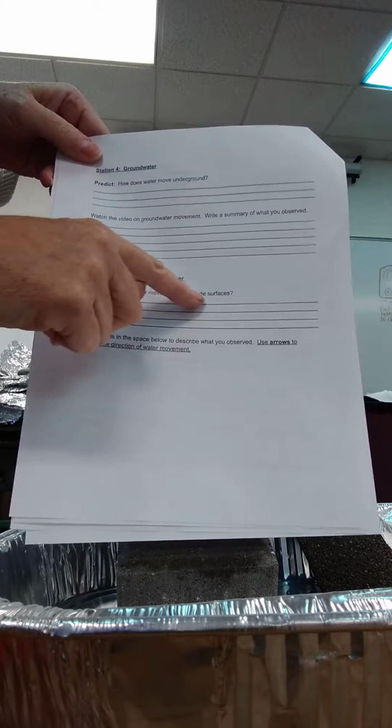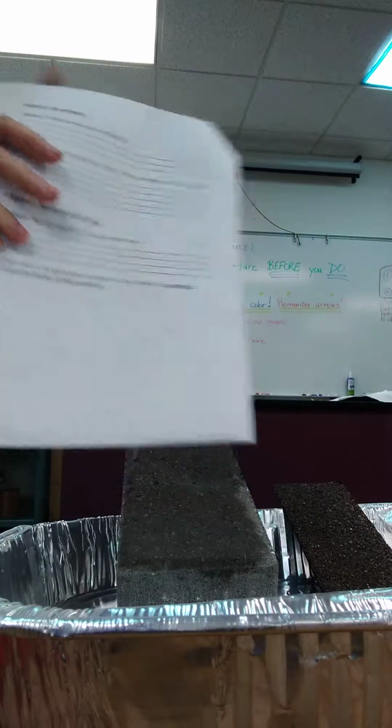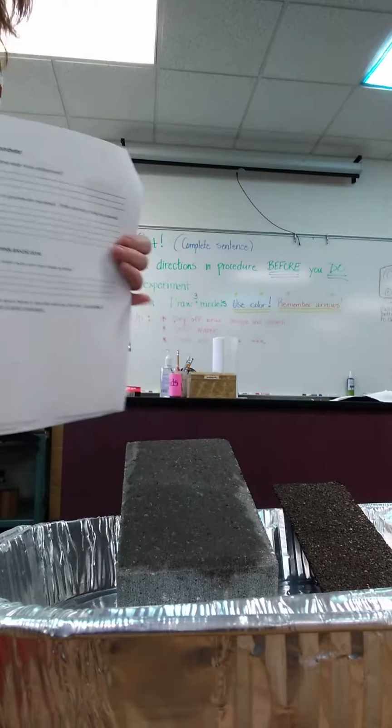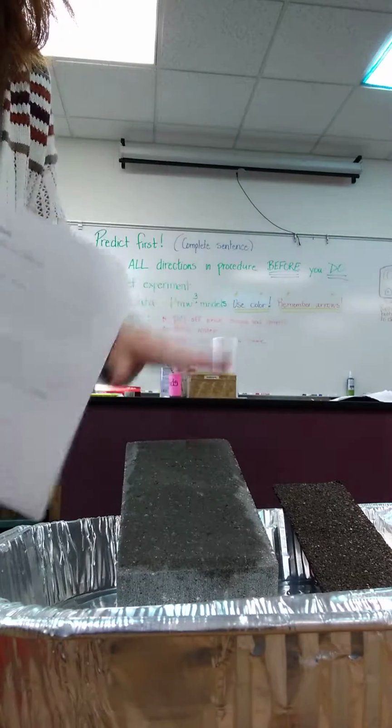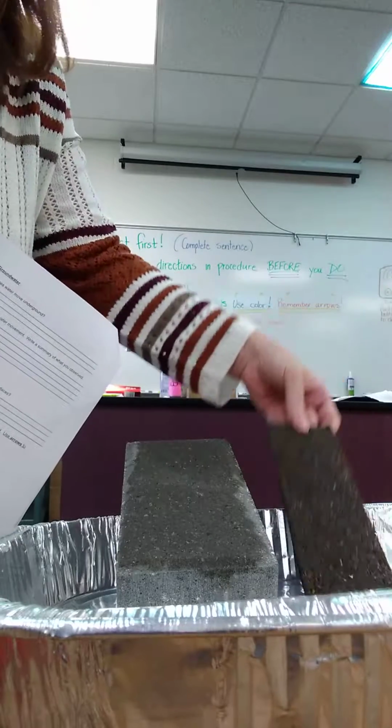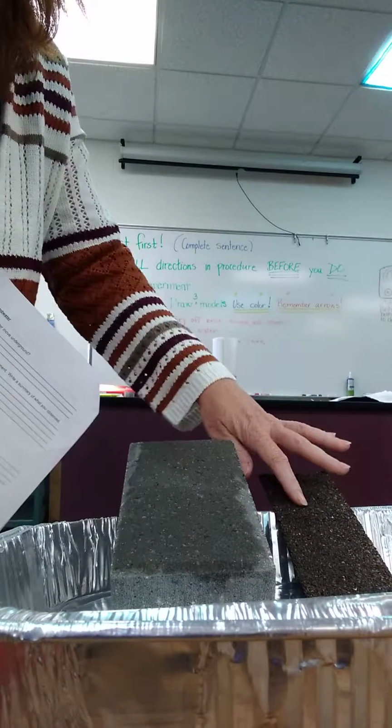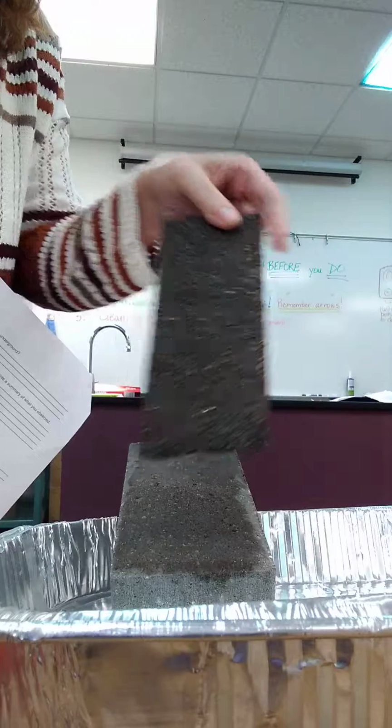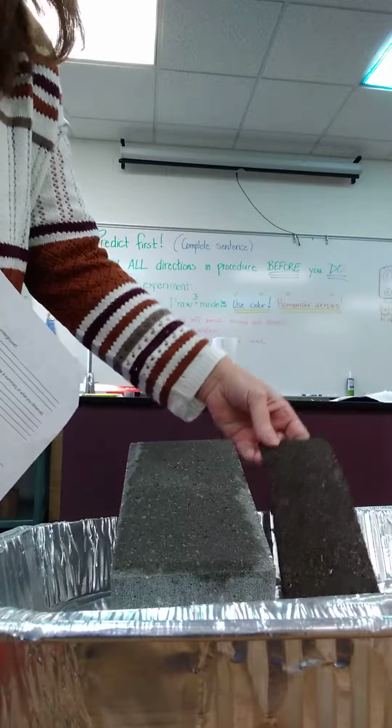How will water move over man-made surfaces? We've been looking primarily at natural surfaces and different elevations. Now we're going to take a look at some man-made materials. We have a concrete brick, we have our roofing shingle, and then we have concrete. So we're going to start with the brick.